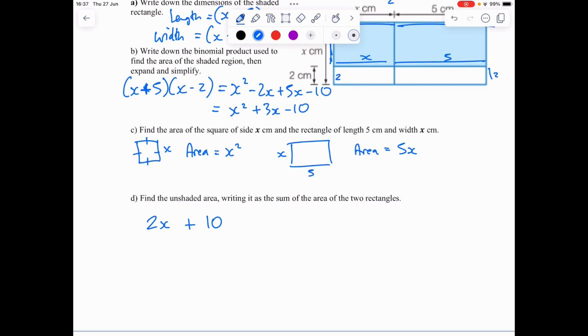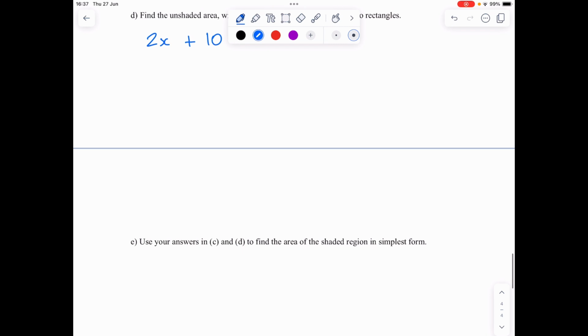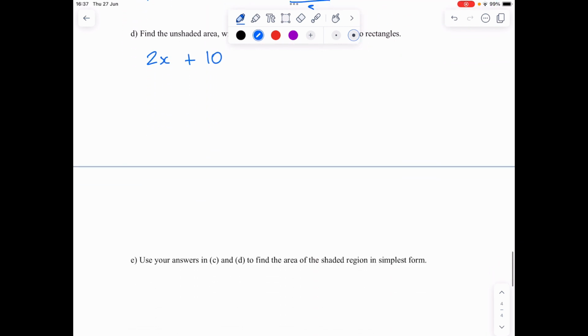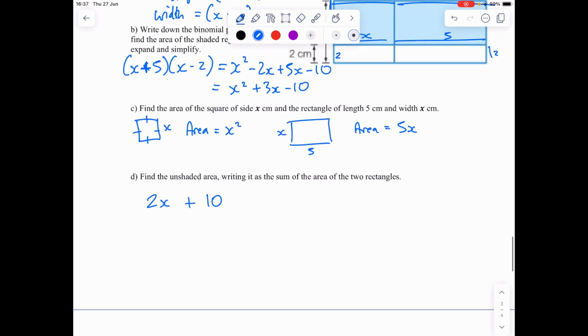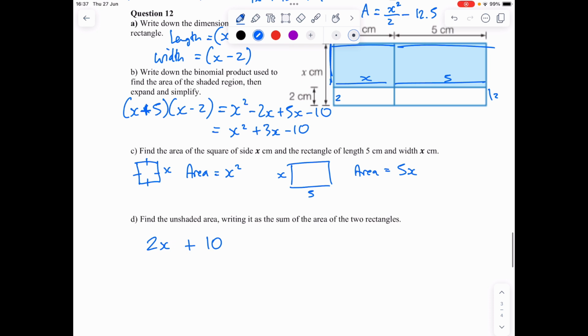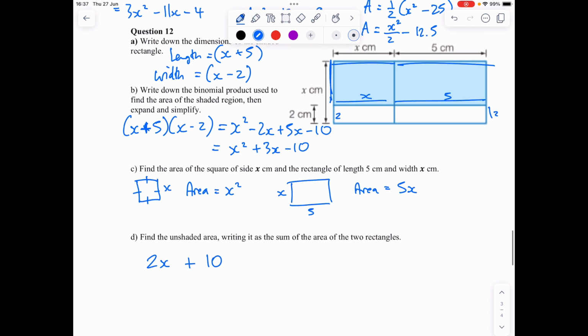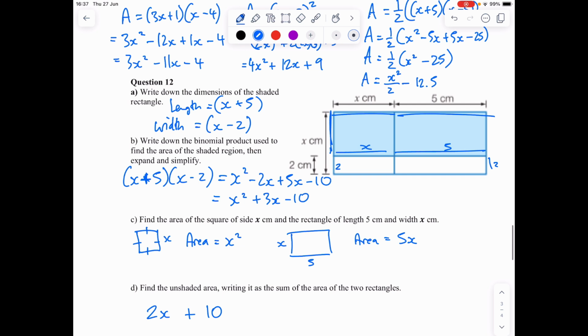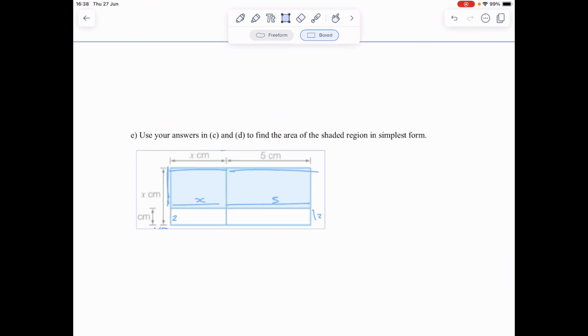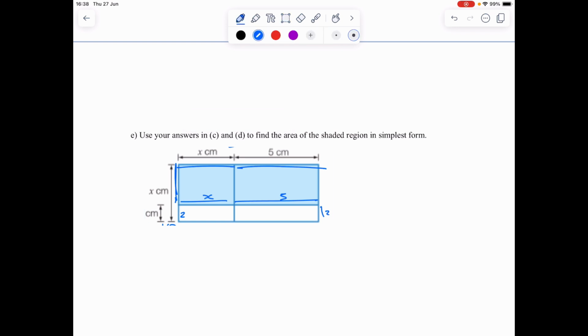Find the unshaded area, writing it as the sum of the area of 2x plus 10. Use your answers in C and D to find the area of the shaded region in simplest form. Well, that whole square, can I take a photo of this? Let's see if I can work that out. Yep, that worked as intended. We've never done that before. So this was 2, although I wrote that already. Can't erase that.